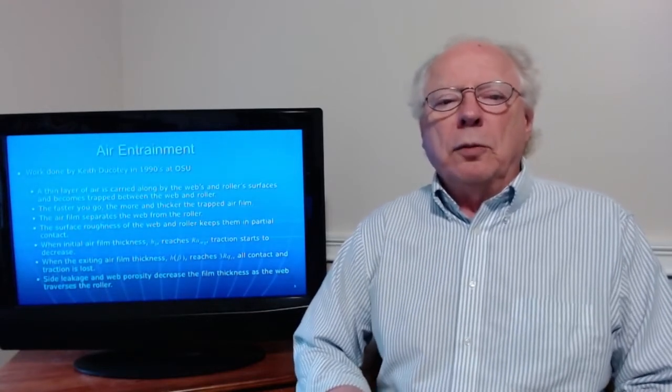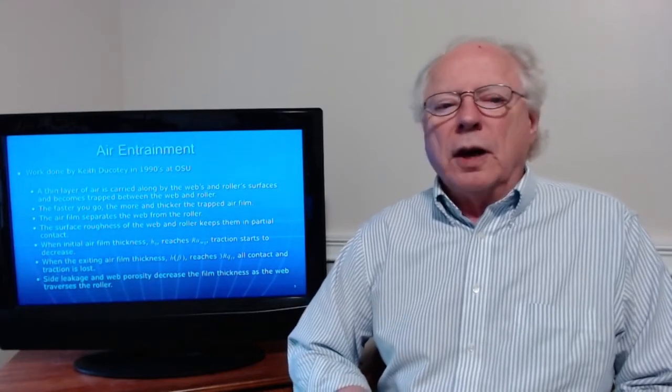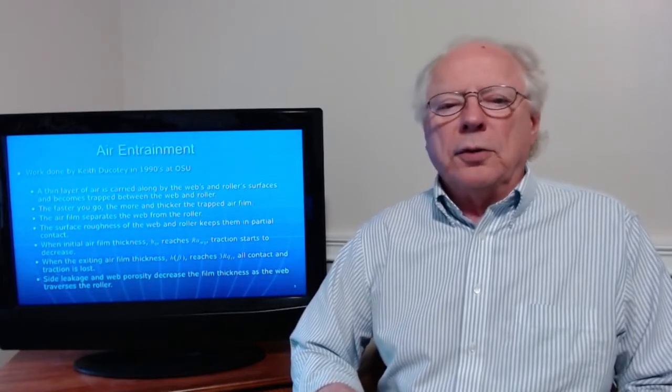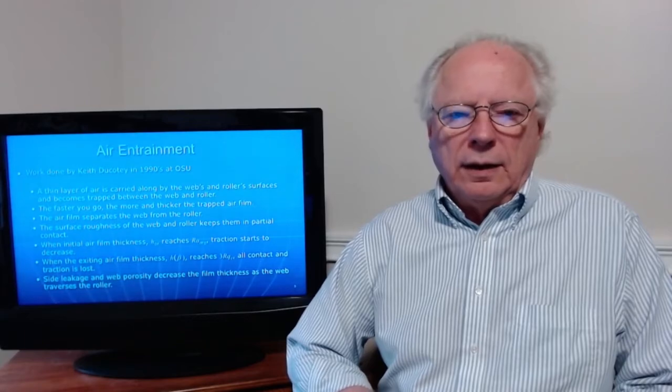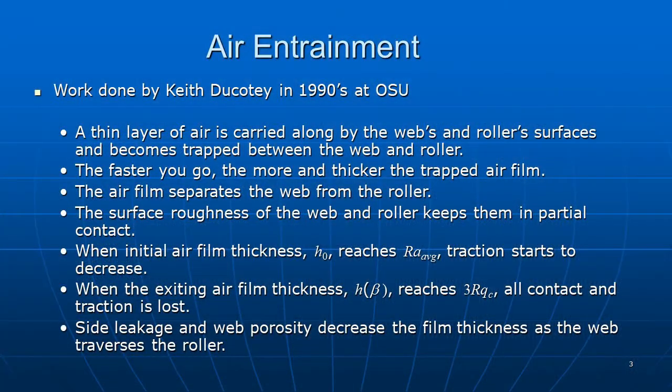Now, the air entrainment work that I'm going to talk about was done by Keith Ducote at Oklahoma State University back in the 90s. And basically what his work involved and found is there's a thin layer of air that's carried along by the webs and roller surfaces and becomes trapped between the web and the roller. The faster you go, the more and thicker the trapped air film. Now, eventually this air film will separate the web from the roller.